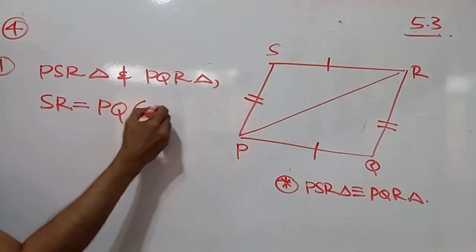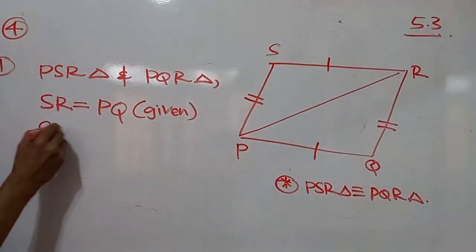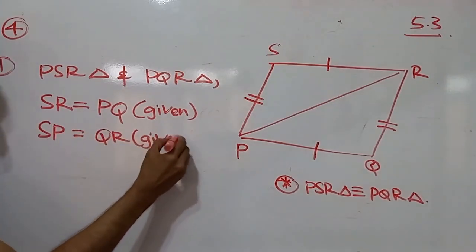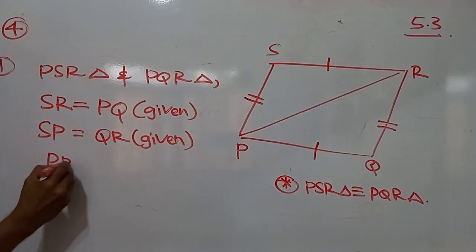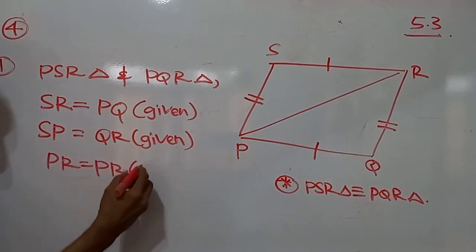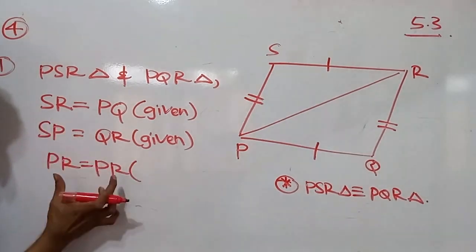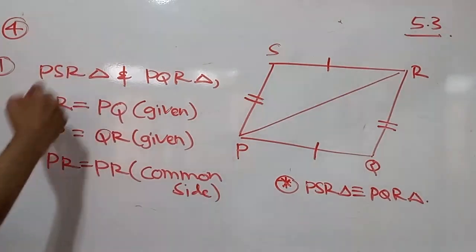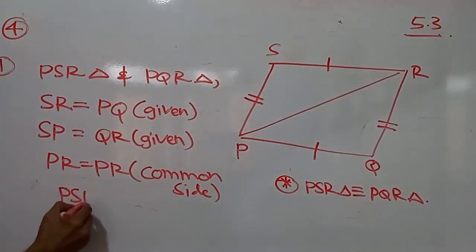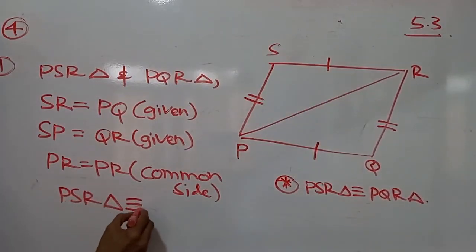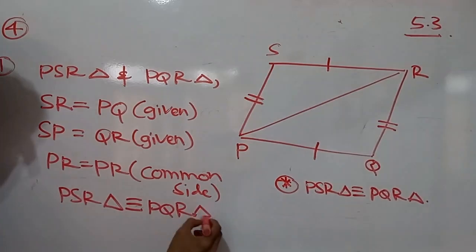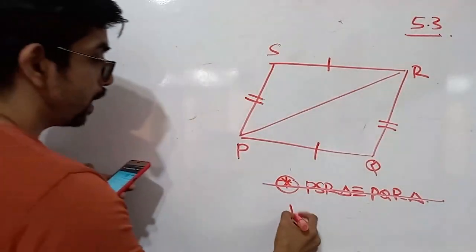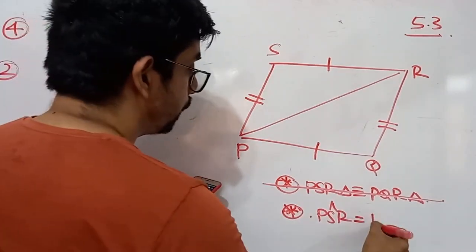So that is given. SP that is equal to QR. That is also given. Then PR is equal to PR. Sorry, PR is equal to PR. Otherwise we can say just PR within brackets, common side. So based upon these three things we can say what? PSR triangle is congruent to PQR triangle. What's the condition? Side. Or part 2, PSR angle that is equal to PQR angle.